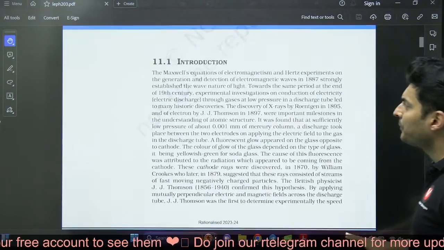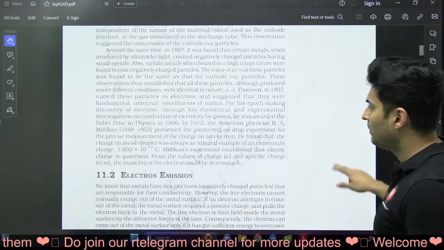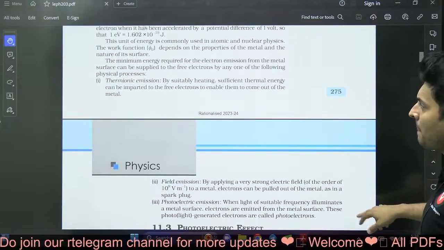Okay, don't worry. Going off to dual nature, what are the important formulas?